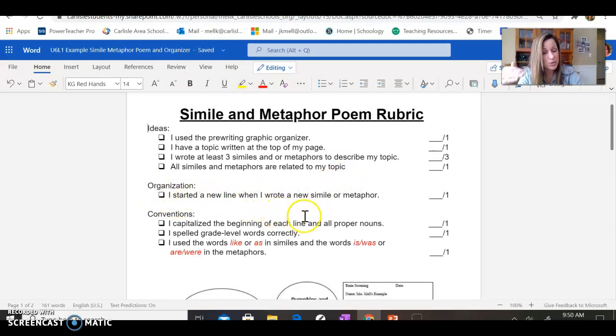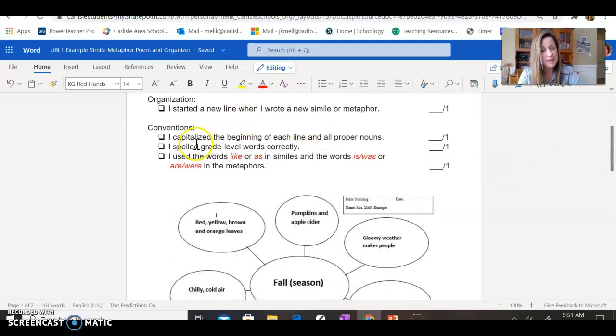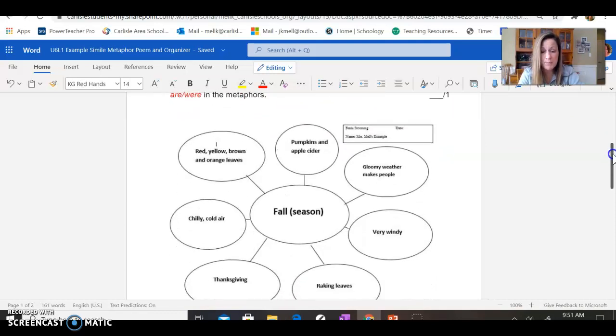Organization: you start a new line when you write a new simile or metaphor, and you're going to have my example to look back at, so that should help you, okay? And then conventions. I capitalize the beginning of each line and all proper nouns. I spelled grade level words correctly, and I used the words like or as in similes and the words is or was or are or were in metaphors, okay? So making sure that you include those, all right?